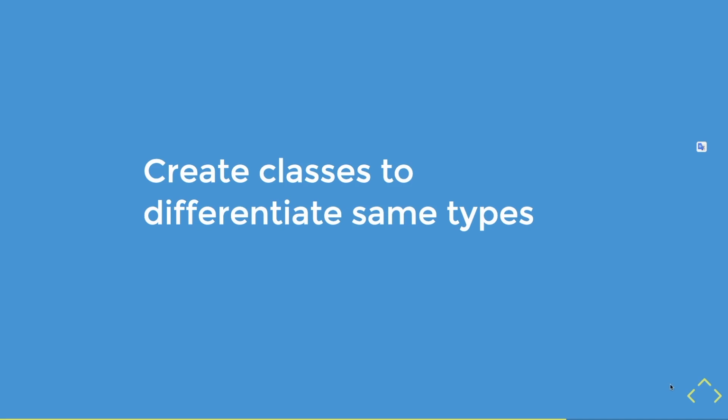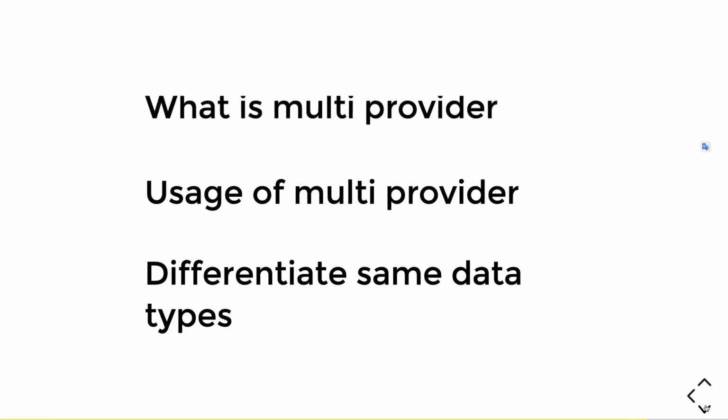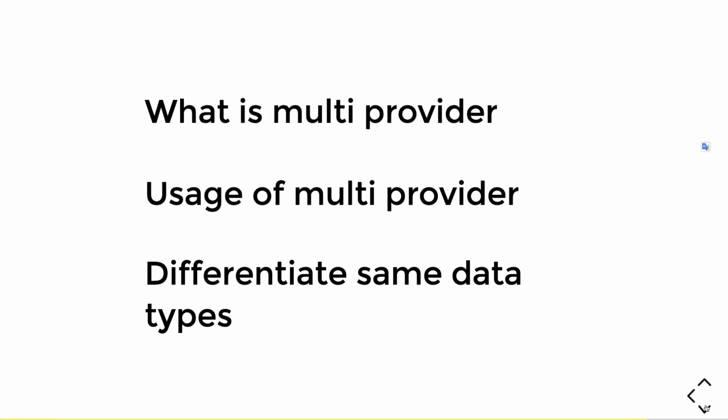So in summary, we know what a MultiProvider is and how to use it, and we learned to differentiate the same types of data. We create classes and add them in our objects, and that's how we can differentiate between them.